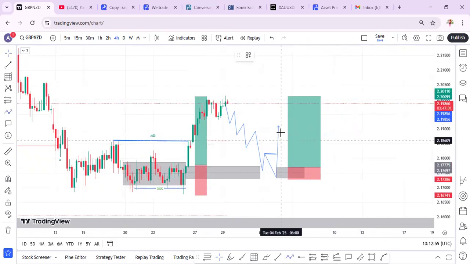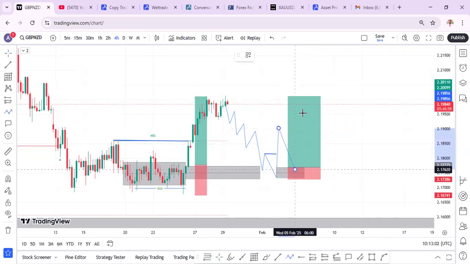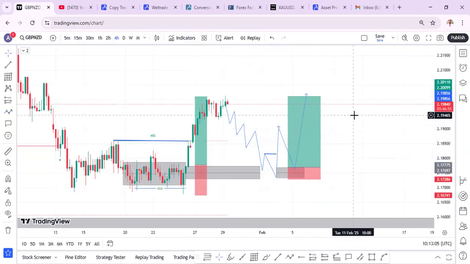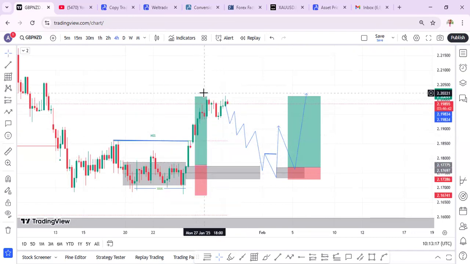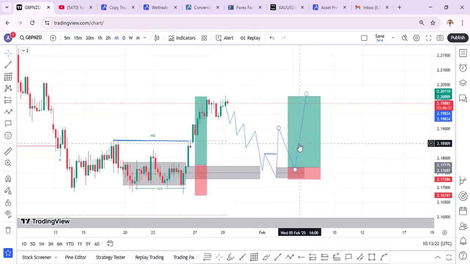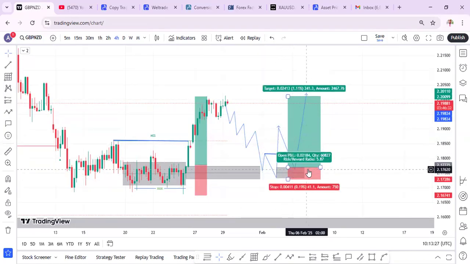So as price comes, taps me in, and goes like this. Now let's compare these two things. On the same trade here, I have a 100 pips stop loss, but the reward ratio is just 2.5. Price taps me in, hits my take profit, and I made 2.5. But here, on the same trade with confirmation entry, my stop loss is 41, which means the lower my stop loss, the bigger my reward size.